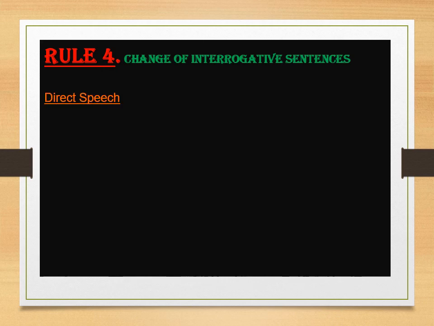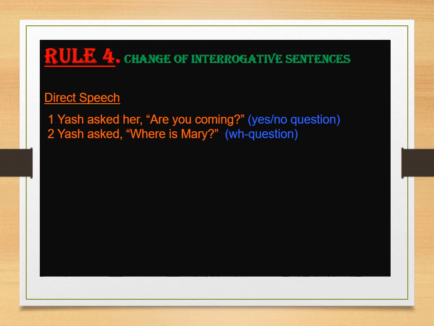In direct speech, with an example I'll be showing you, Yash asked her, "Are you coming?" So this is starting with the helping verb are. So this is your yes or no type of question. Or else the question can be, Yash asked, "Where is Mary?" So here, where is your WH type of question. So the answers, just see how I changed it.